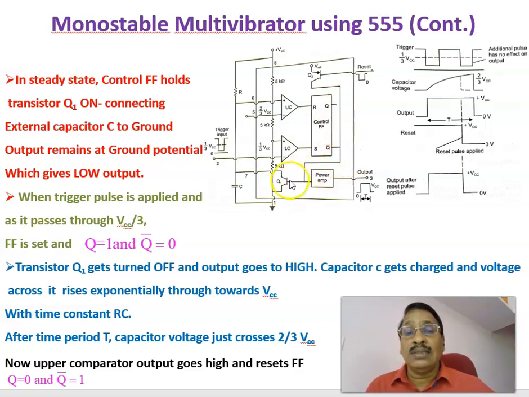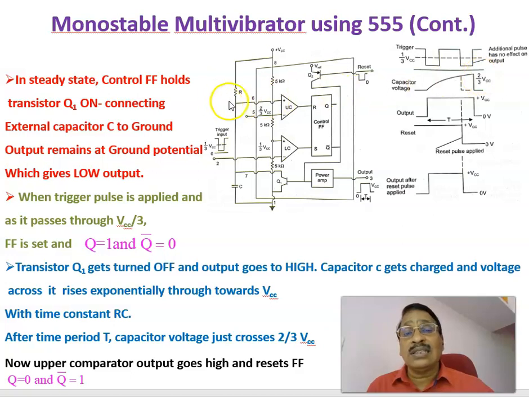Q bar becoming low means that this transistor is getting turned off. Q equal to 1 and Q bar equal to 0 means that the output will become high. Therefore, the output is going high and the transistor is turned off. At that time, this capacitor is getting charged through the resistance R. Therefore, the capacitor is charging from 0 towards VCC.